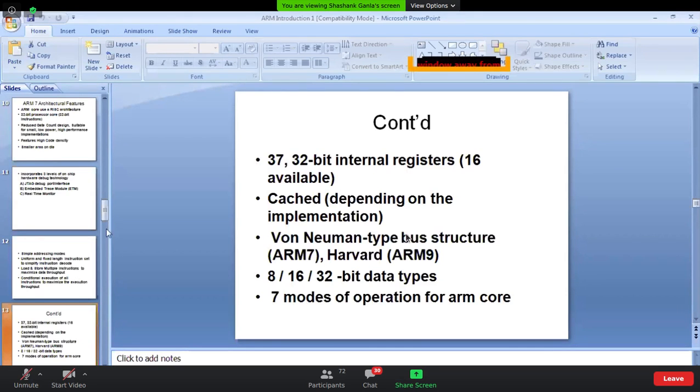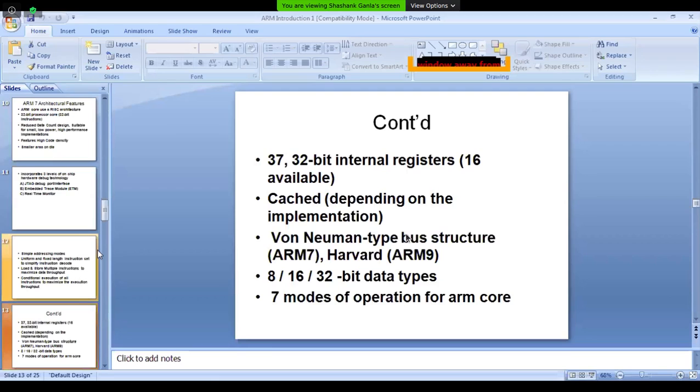Okay, next. ARM supports a 32-bit data bus. That means the maximum amount of data it can transfer from register to memory or from memory to register, the maximum amount of memory it can deal with in an instruction, is up to 32 bits. So 32-bit data, that is 4 bytes of data being transferred over a 32-bit data bus, is a normal thing for ARM architecture.